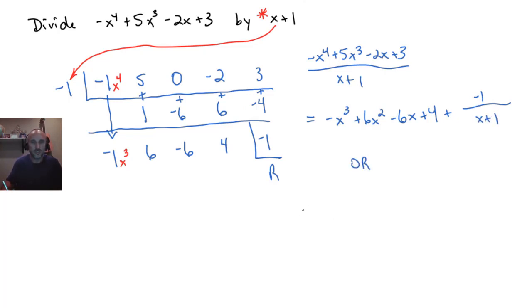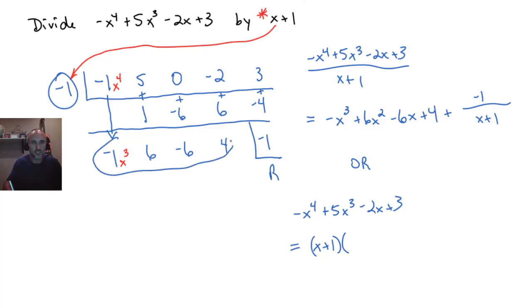Or we could use it to break down our dividend. Negative x to the fourth plus 5x to the third minus 2x plus 3 breaks down to be our divisor, x plus 1, times our quotient, negative x cubed plus 6x squared minus 6x plus 4, plus our remainder, negative 1. And that's our final example of synthetic division. Hopefully you like that. It's much simpler than long division, but it's also restricted because you can only divide by divisors of a certain form.